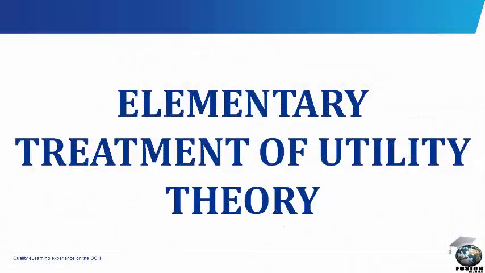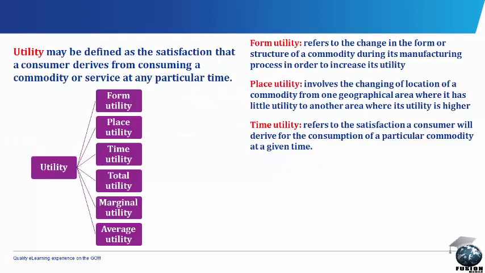Elementary treatment of utility theory. Definition of utility. Utility may be defined as the satisfaction that a consumer derives from consuming a commodity or service at any particular time. We have types of utility. Under types of utility, we have the form utility, place utility, time utility, total utility, marginal utility, and average utility.